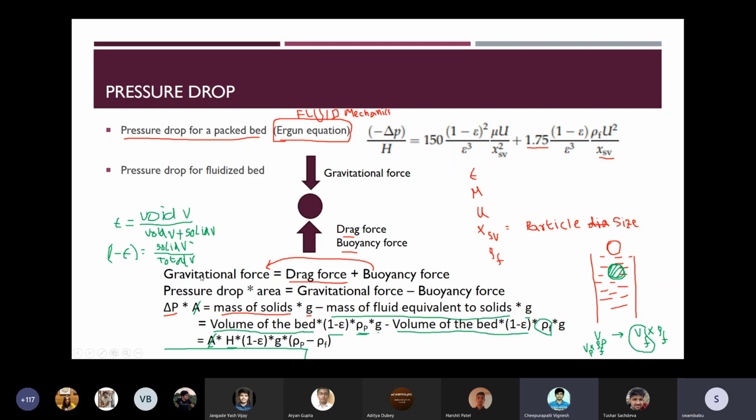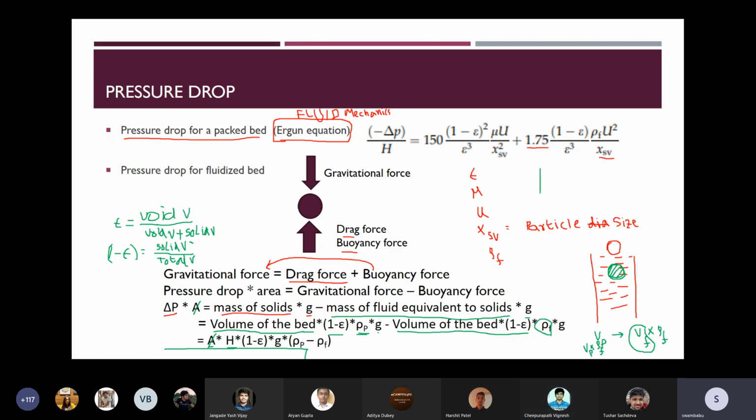No, if you put epsilon, what will come? You get the void volume, no? Yes, sir, in that only the fluid would be there. But the fluid is flowing upward, right? The gravity acts downwards, right? The gravity is acting on the particles only.